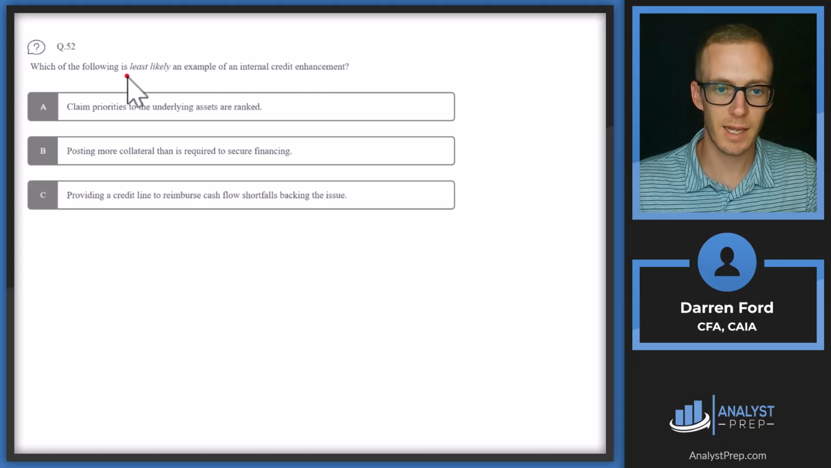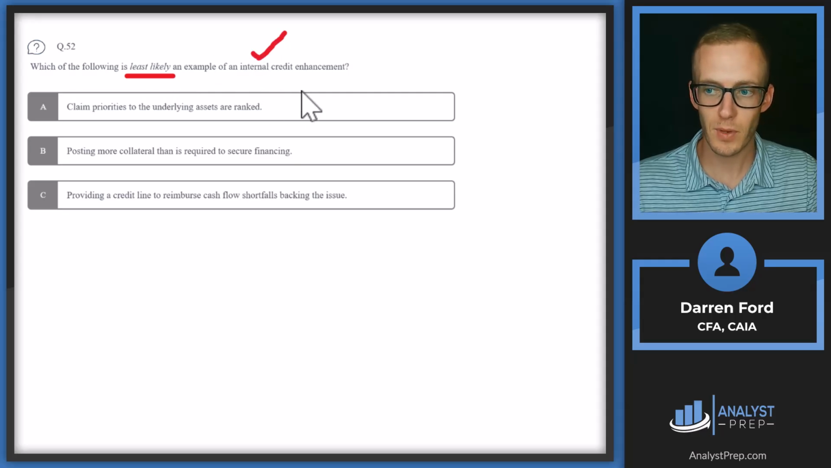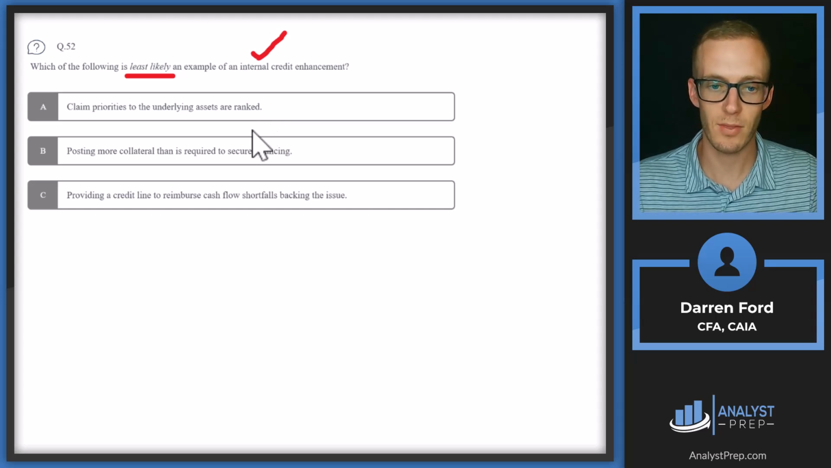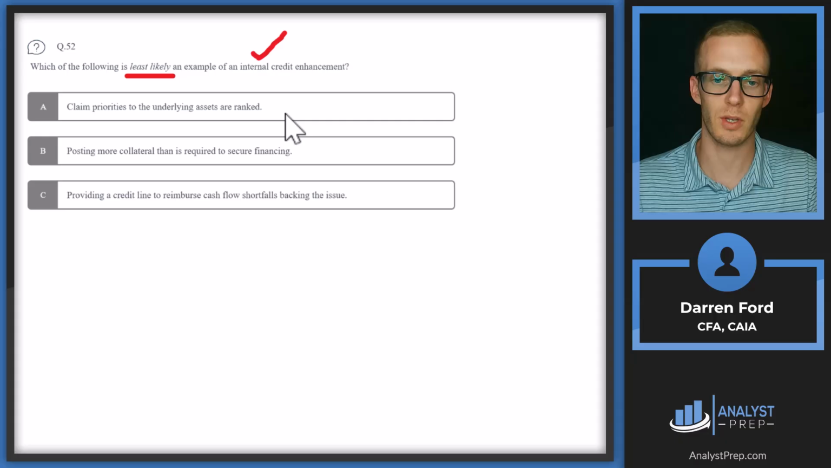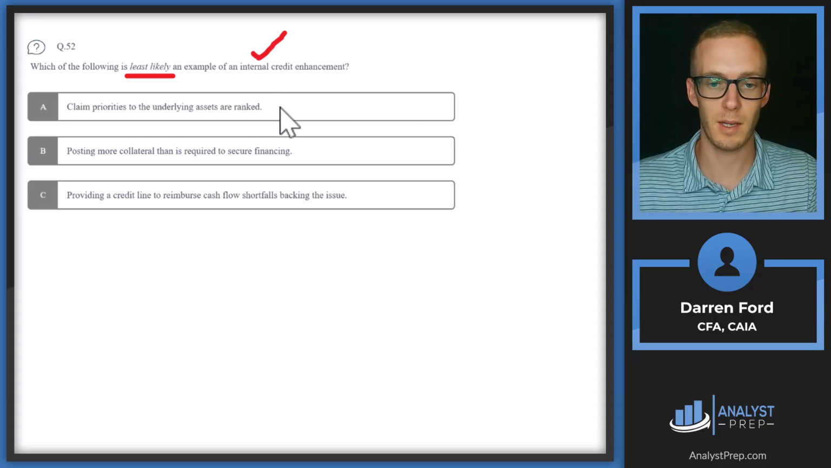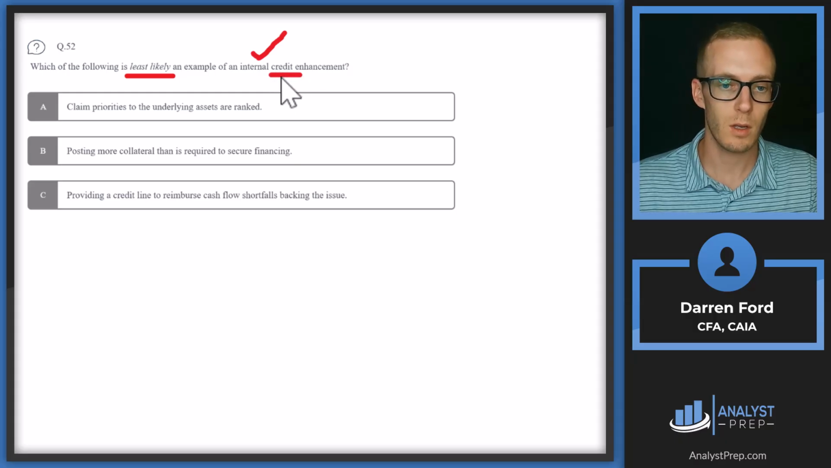Question 52. Which of the following is least likely an example of an internal credit enhancement? So we've got least likely. Two of these will be internal credit enhancements and one will not. As a reminder, internal enhancements are strategies used within the company, whether that's a structuring of the finances or some other thing done internally to reinforce the balance sheet or the resources of the company that makes them a stronger credit, essentially.